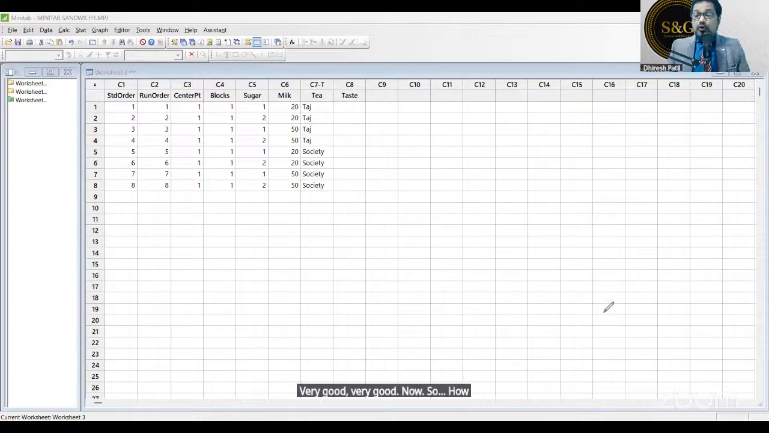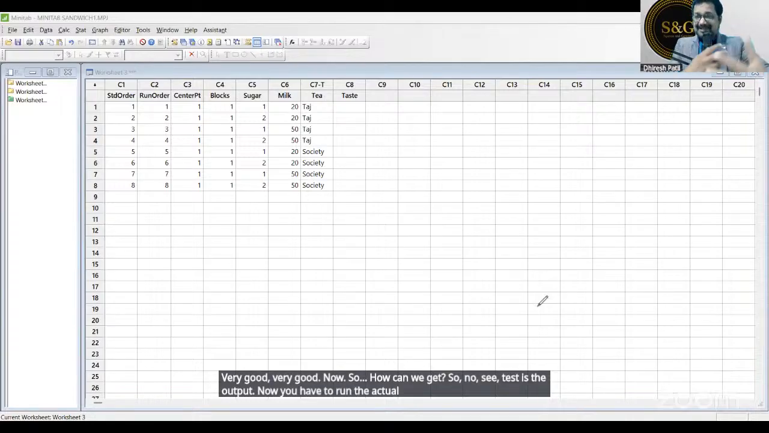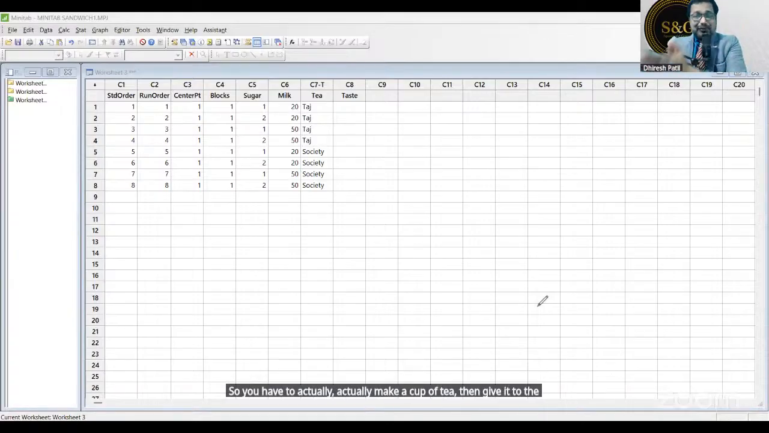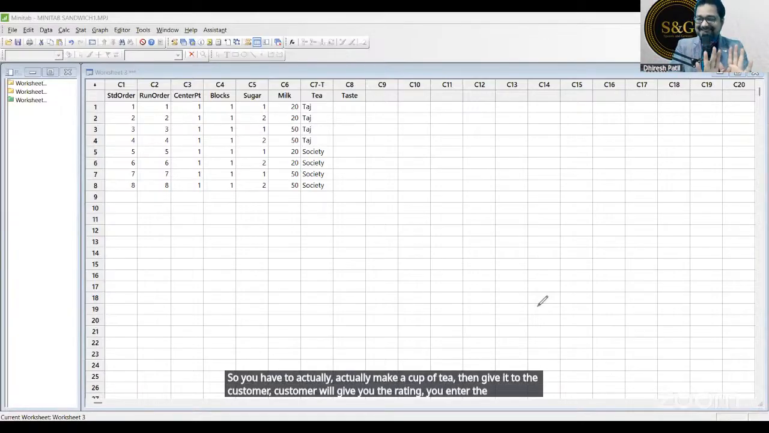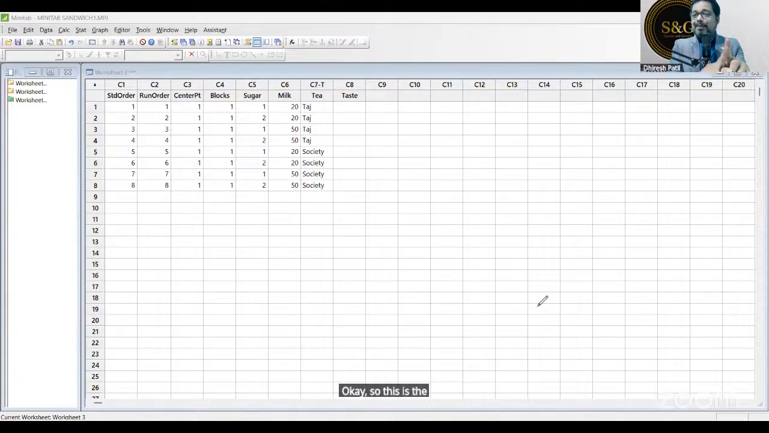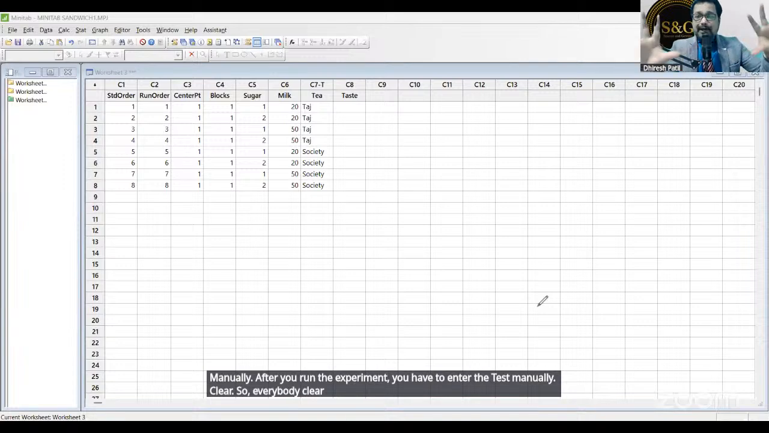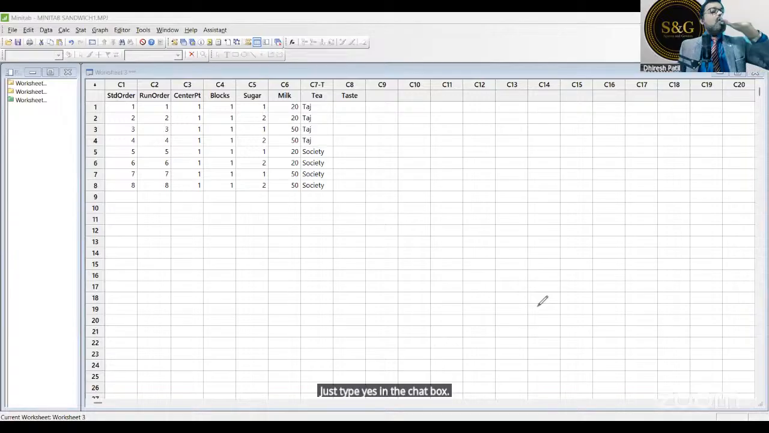Now, see, test is the output. Now you have to run the actual experiment. So you have to actually make a cup of tea, then give it to the customer. Customer will give you the rating. You enter the rating over there. Okay. So this is the design made by the software. You have to enter the test manually. After you run the experiment, you have to enter the test manually. Clear? So everybody clear how to create a design in Minitab? Just type yes in the chat box. Clear? Very good. Super.